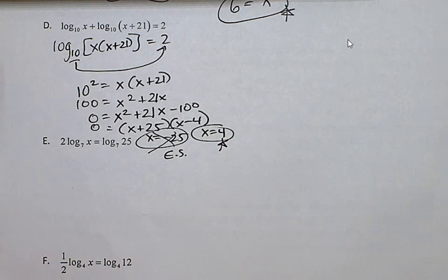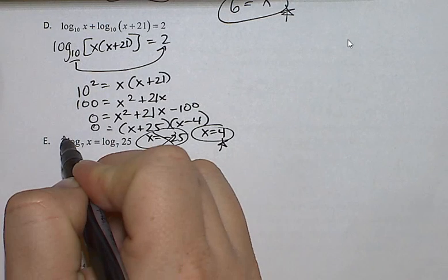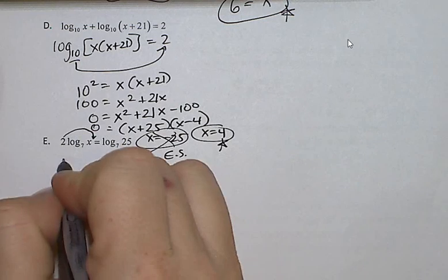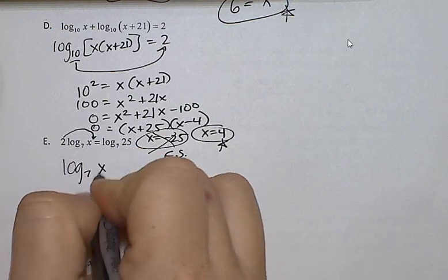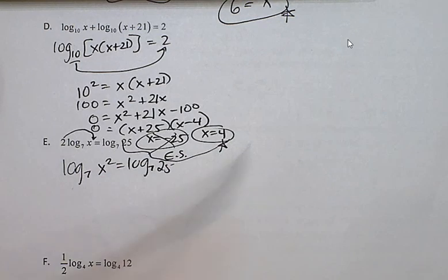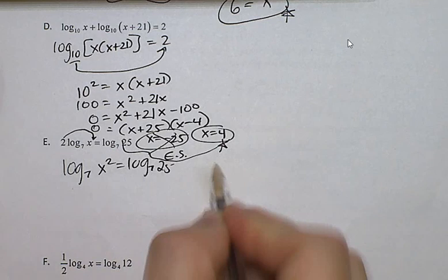Now, option E looks a little different. And that's because you're like, well, it doesn't really look expanded. There's only one property that expands it here. And that's this 2. Draw an arrow from the 2 to the area where the exponent would be on the x. We're going to rewrite this. Because we have a log base 7 on both sides, we don't have any additional numbers, we can cancel those out.